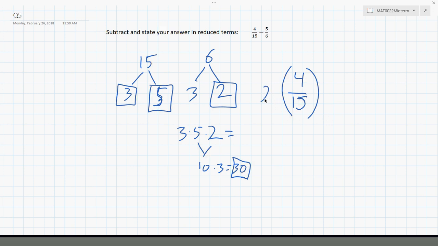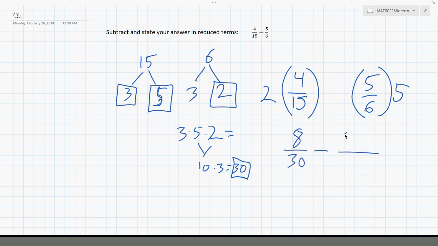So this was by 2. And the other one's going to be 5 over 6, and we're going to multiply that by 5, right? Yep, okay. So when we multiply fractions, we've got to multiply both the top and the bottom. So it's going to end up being 8 over 30 minus 25 over 30.